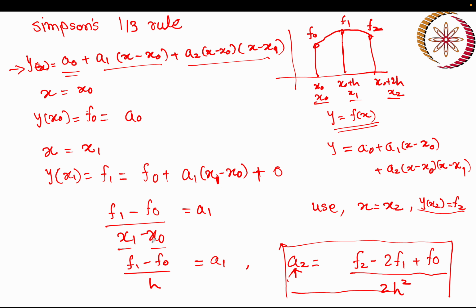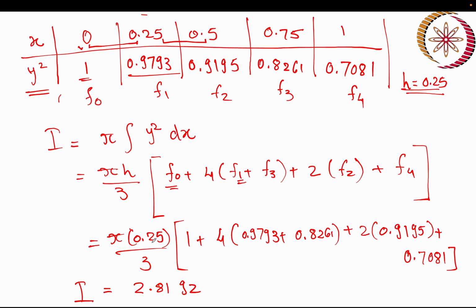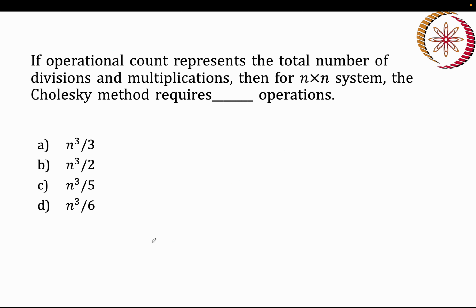Okay, so we'll go to the next question. The operational count represents the total number of divisions and multiplications. Then for n by n systems, the Cholesky method requires dash dash operations. So it is already explained in the lecture, and it will be n cube by 6. Okay, we'll go to the next question.